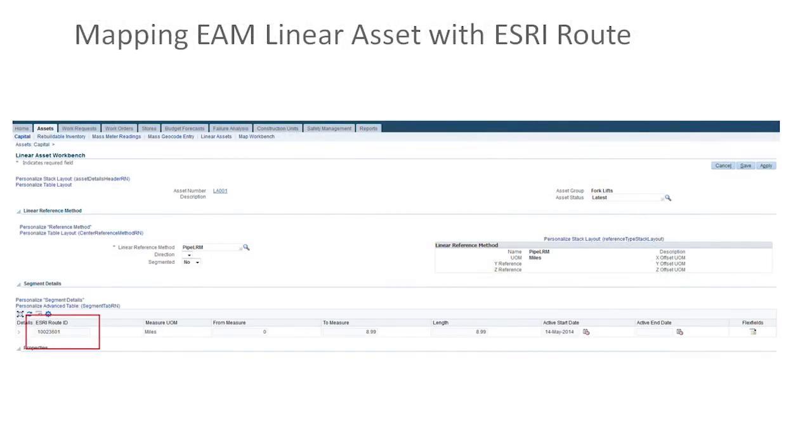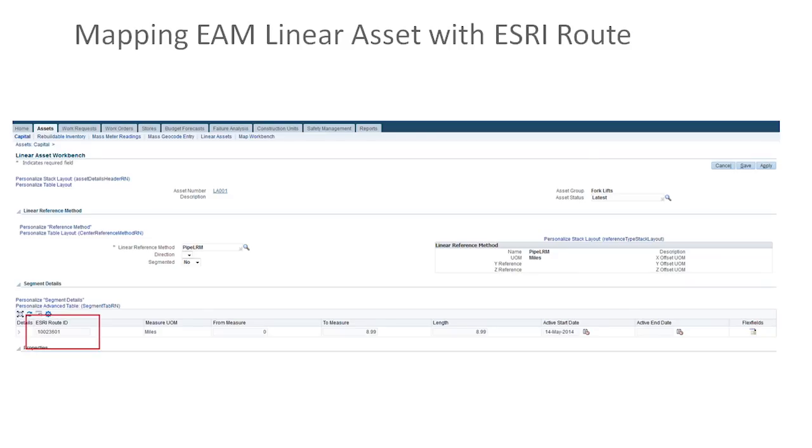So we have a linear asset workbench, where the one you see in the red box is a unique ID. This unique ID is the ID of a route which exists in the ESRI system. Once you provide that unique ID, this linear asset, which is defined in the EAM system, is actually linked to the geometry which is there in the ESRI system.